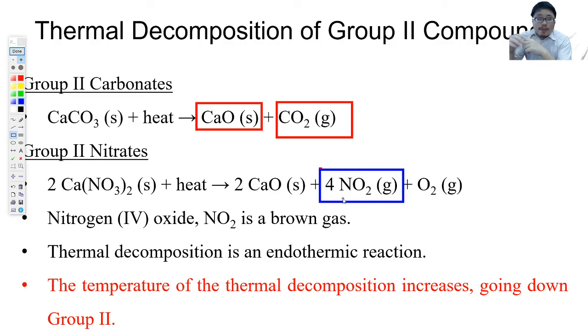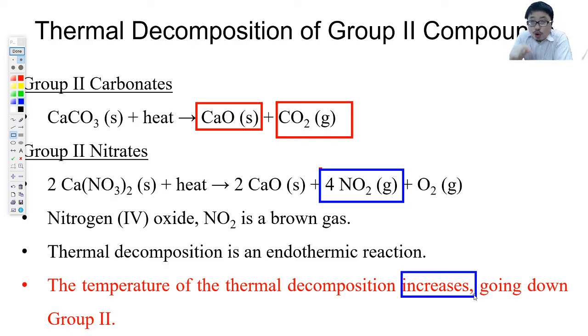both of them. But group 2 carbonates, again, let me reiterate, it's just a salt and carbon dioxide. Group 2 nitrates give a salt oxide, nitrogen dioxide, and oxygen. And this nitrogen dioxide will be a brown gas. Now, because it is an endothermic reaction, the temperature of the thermal decomposition increases going down the group.